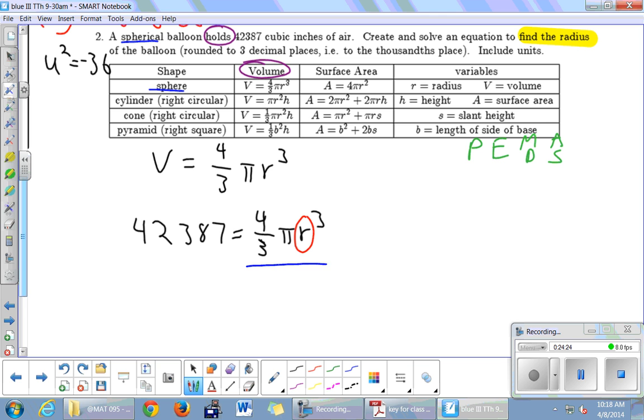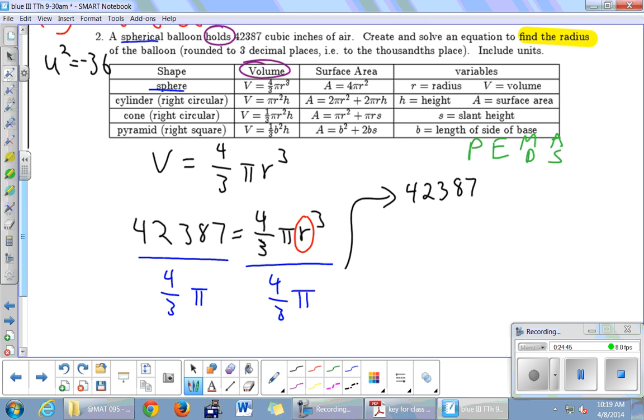So we'll divide both sides by, how about we just do it all in one fell swoop? 4/3 and pi. It's all times, so we make it all division. Both sides. Okay, I'm going to copy the left-hand side, even though it's really complicated. 42,387 divided by 4/3 pi equals, what remains on the right-hand side? r cubed. Because we cancel the 4/3 and we cancel the pi.